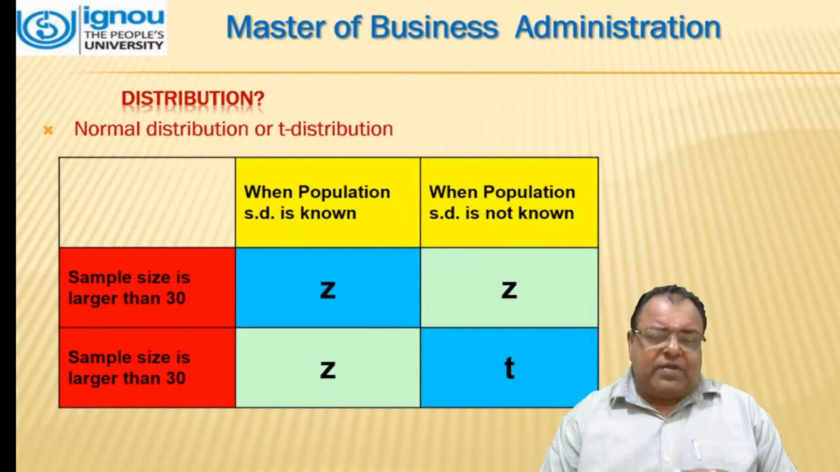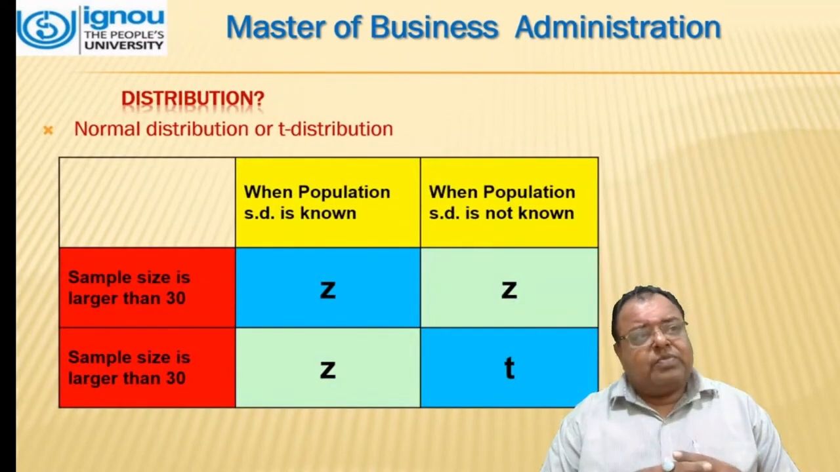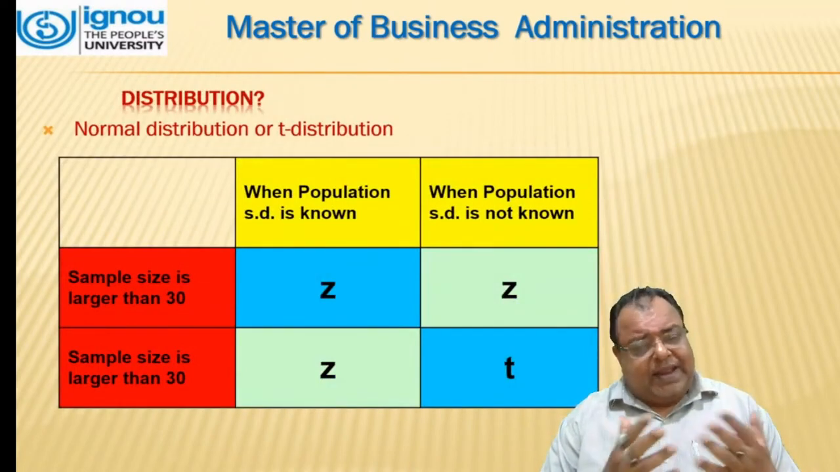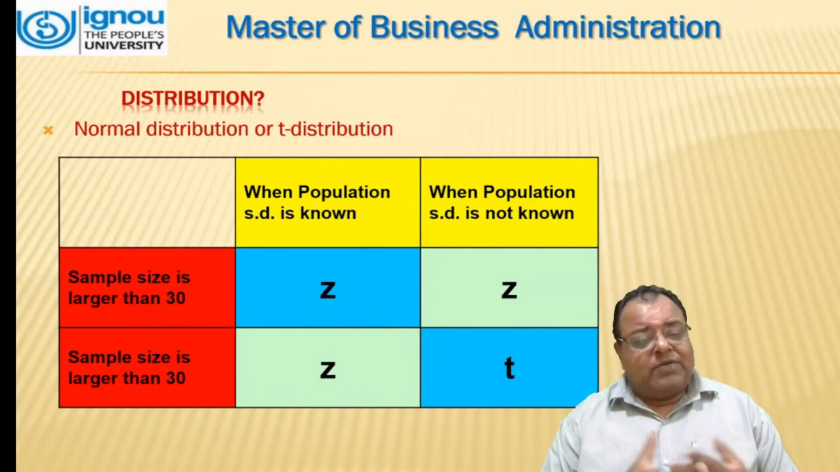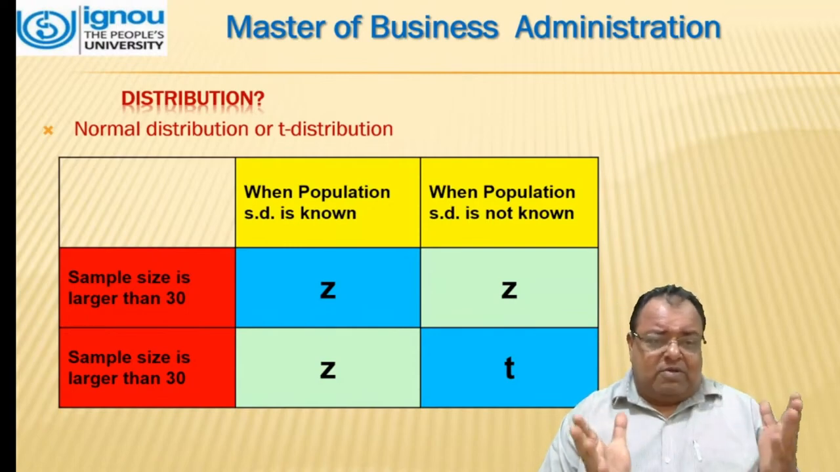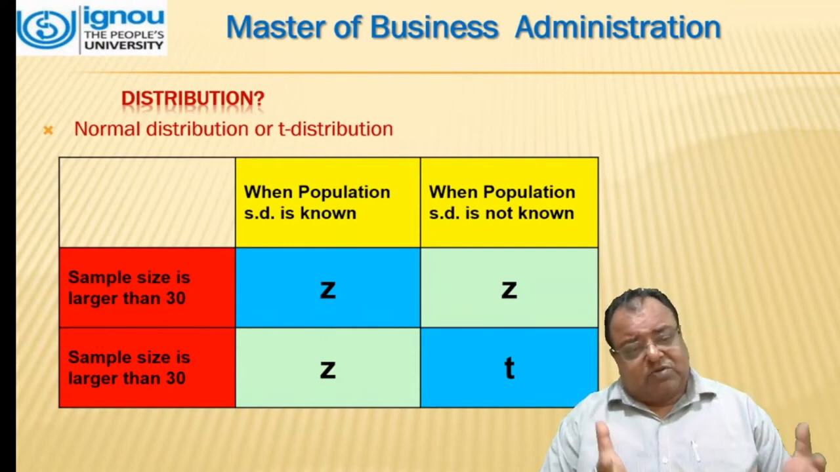Now, we'll see how we take a call on what to do, that is, what type of distribution we have to use. If we talk in terms of the normal distribution or t-distribution, these are two conditions.